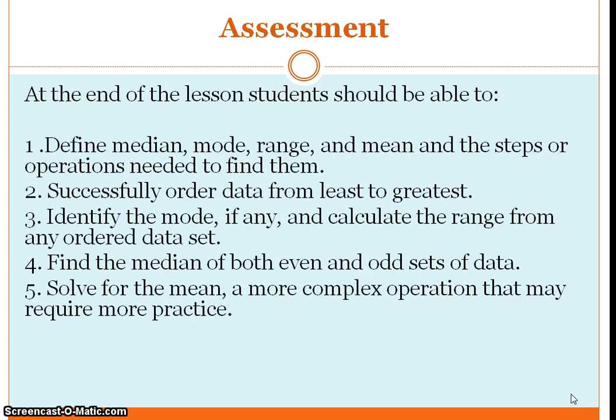Assessment. At the end of the lesson, students should be able to define the vocabulary words introduced, mean, median, mode, and the steps or operations needed to find them. Successfully order data from least to greatest. Identify the mode, if any, and calculate the range from any ordered data set. Find the mean of both even and odd sets of data. Solve the mean, a more complex operation that may require more practice.